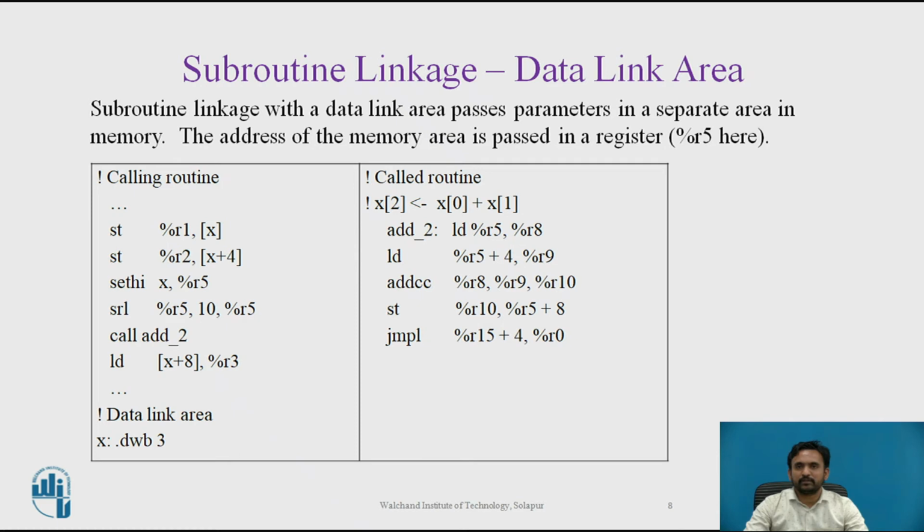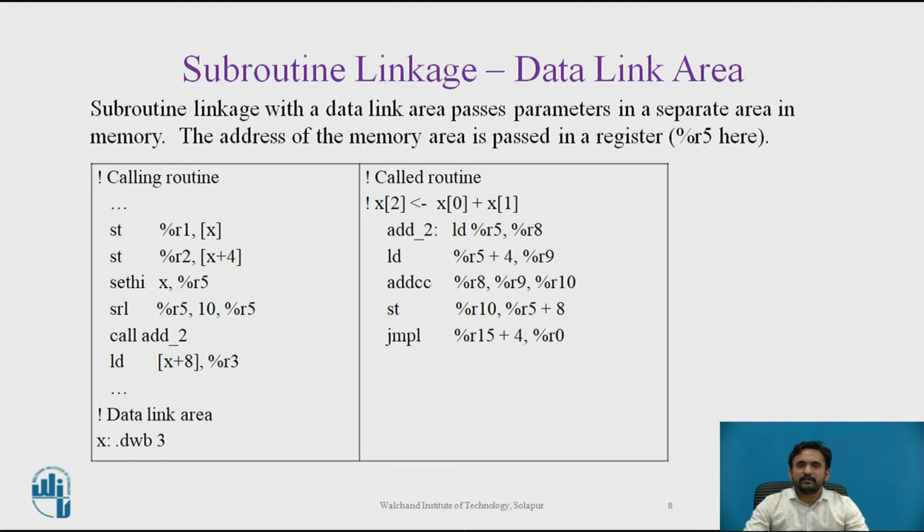So here you are looking at a table which shows an example of this method of subroutine linkage. The .dwb pseudo operation in the calling routine sets up a data link area that is 3 words long, at addresses x, x plus 4 and x plus 8. The calling routine loads its two arguments into x and x plus 4, calls subroutine add_2, and then retrieves the result passed back from add_2 from memory location x plus 8.